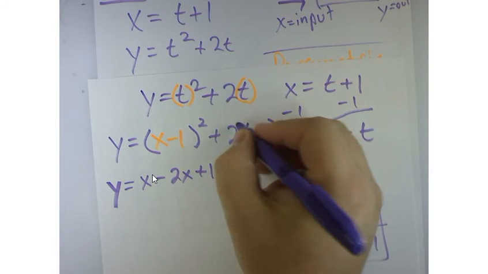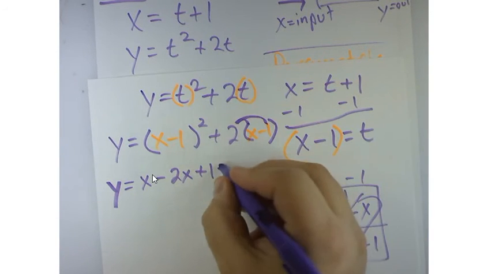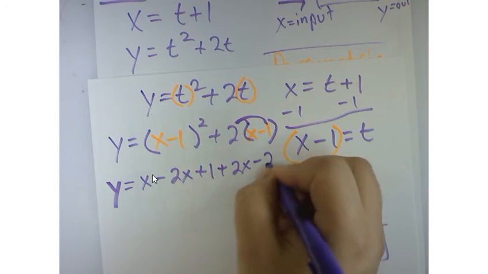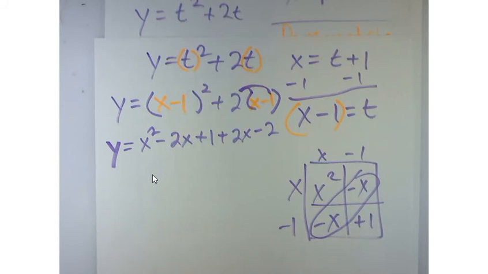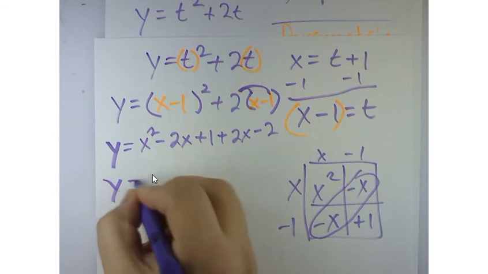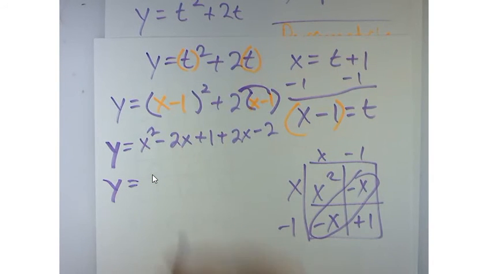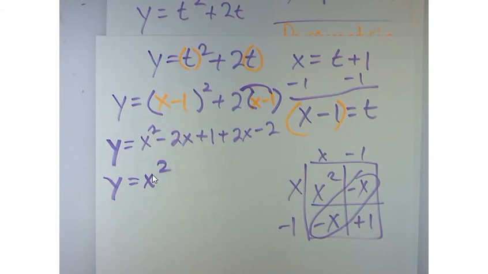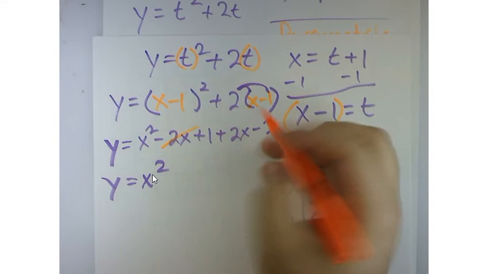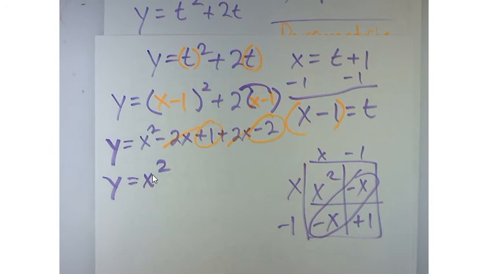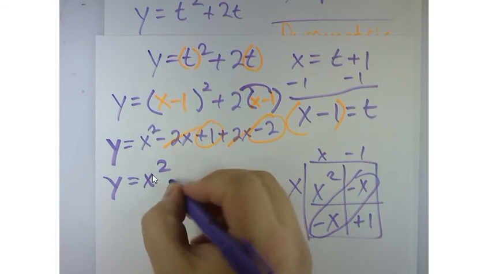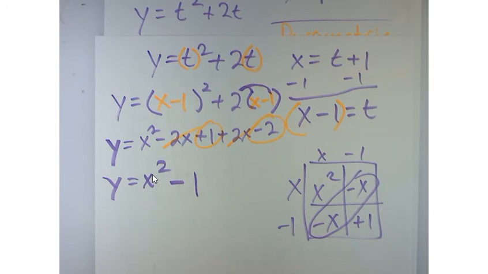Next, I'm going to distribute my 2 through the parentheses, so I get plus 2x minus 2. Oh, I forgot to write down the squared, didn't I? Then I'm going to combine like terms, and I get x squared. Now here's an interesting thing. This is just a coincidence, but those two cancel out. This is the like term with this one because they're both constants. So I get x squared minus 1. Is that right?